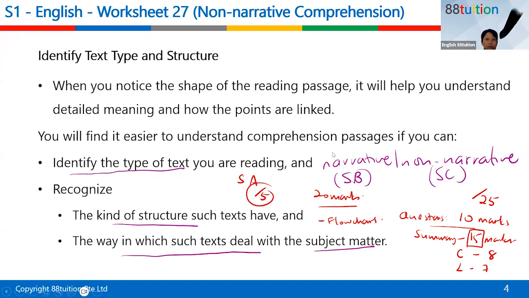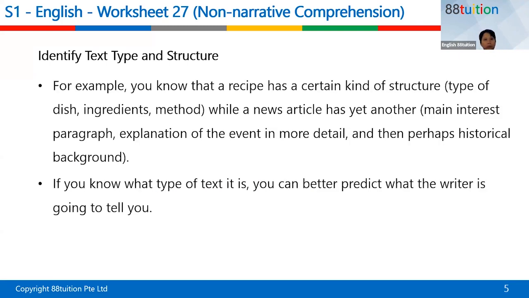So you just need to identify the type of text. Recognize the kind of structure such text has and the way in which such text deals with the subject matter. For example, you know that a recipe has a certain kind of structure: step-by-step, type of dish, ingredients, method. While a news article has yet another structure: a main interest paragraph, explanation of the event in more detail, and then perhaps historical background.